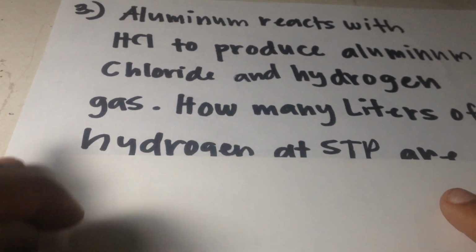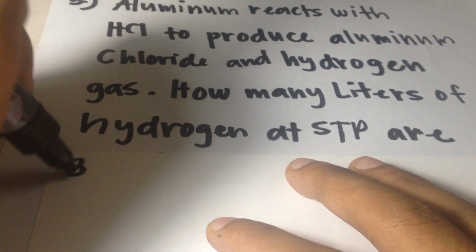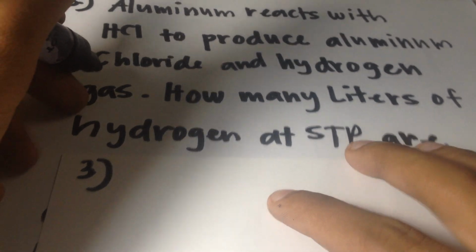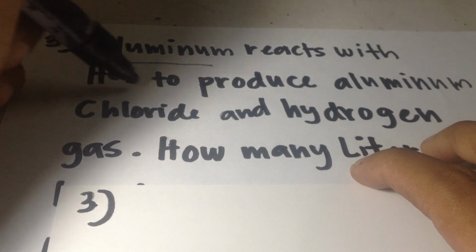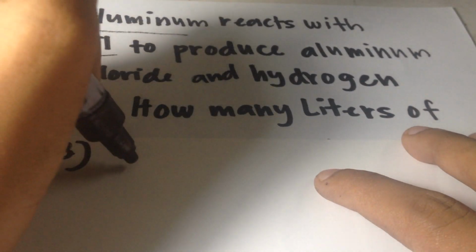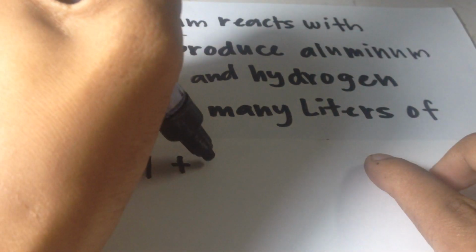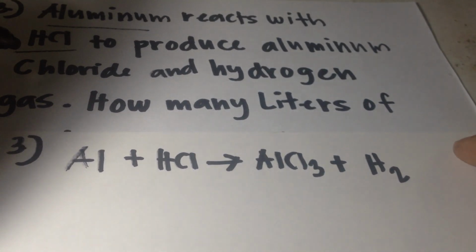First step is we need to balance the equation again. So number 3, aluminum reacts with hydrochloric acid. So we have right here aluminum plus hydrochloric acid reacts to aluminum chloride plus hydrogen gas. So this is not balanced yet.